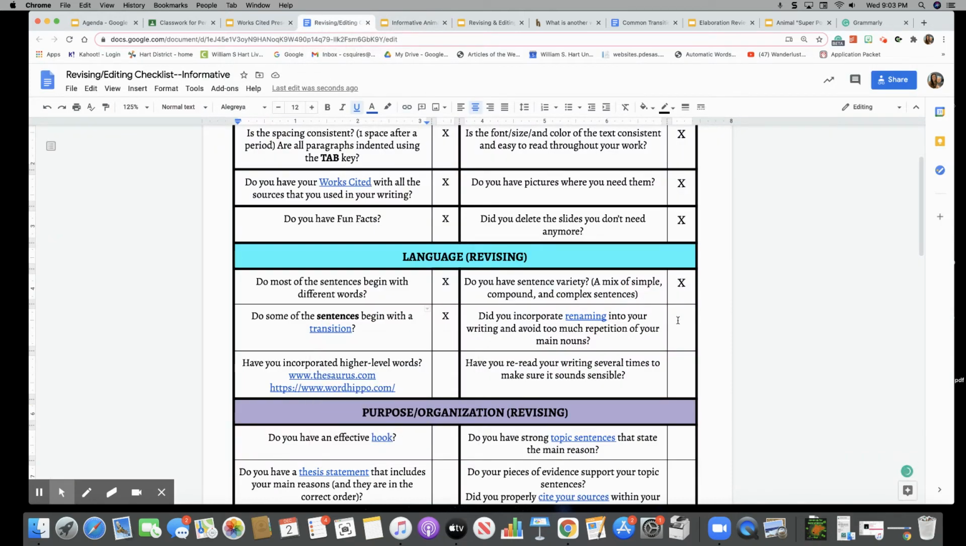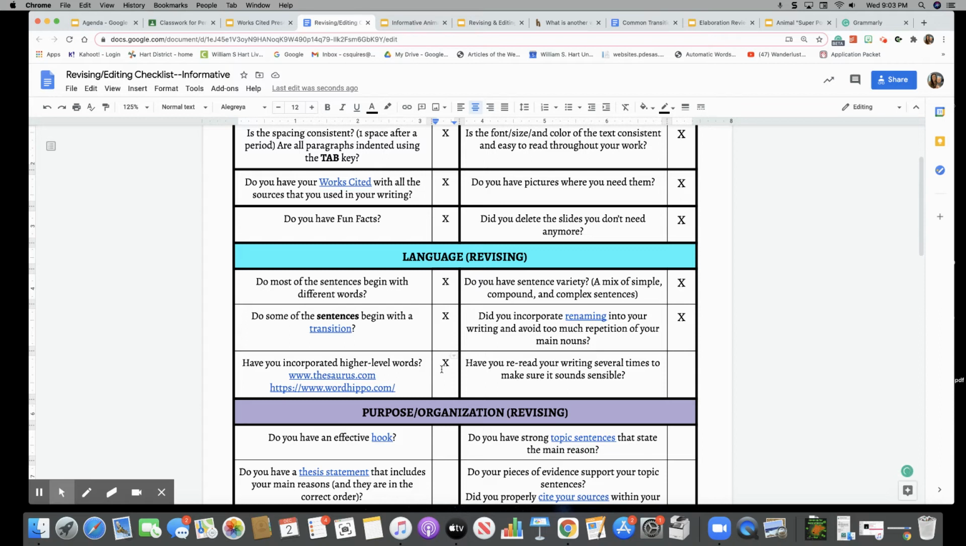Did you incorporate renaming into your writing and avoid too much repetition for your main nouns? Obviously, I have done that because I showed you my example. Have you incorporated higher level words? And that again is using those synonyms. Instead of saying the word fast, maybe it's an agile cheetah. And an agile cheetah is, again, a higher level word.